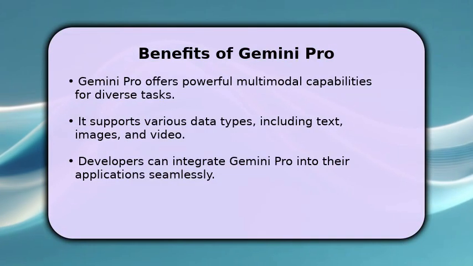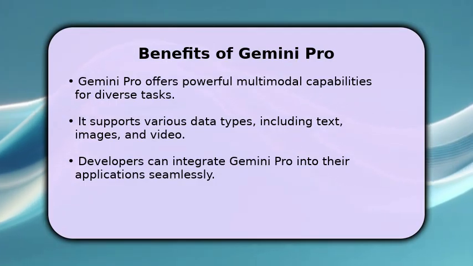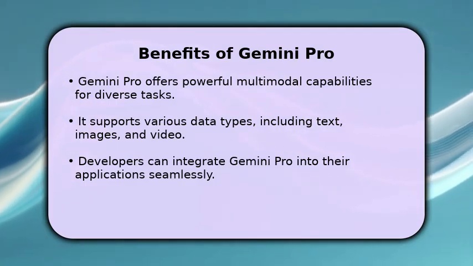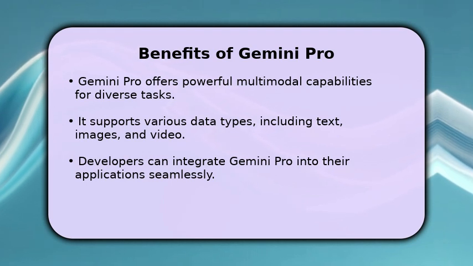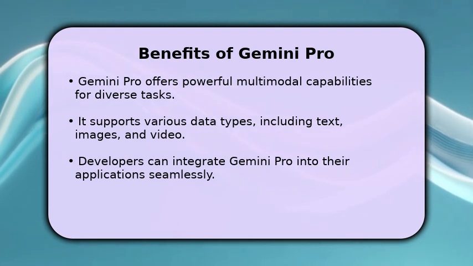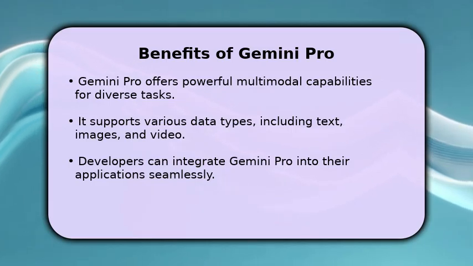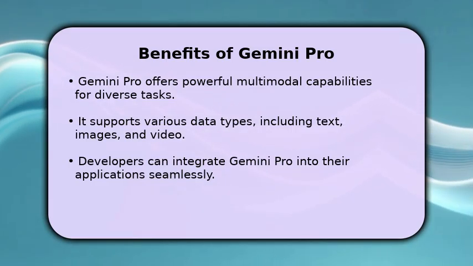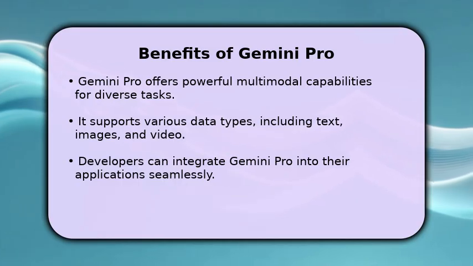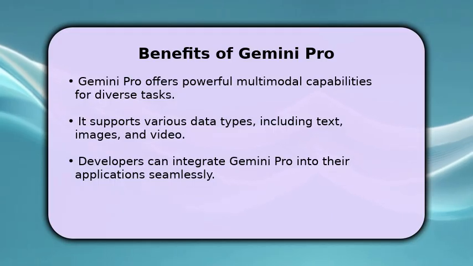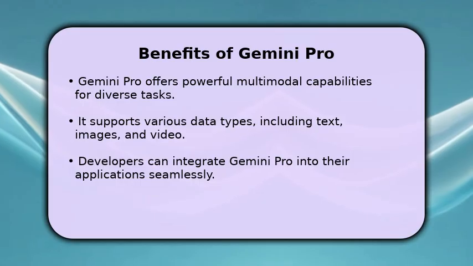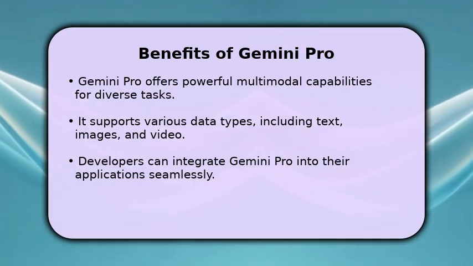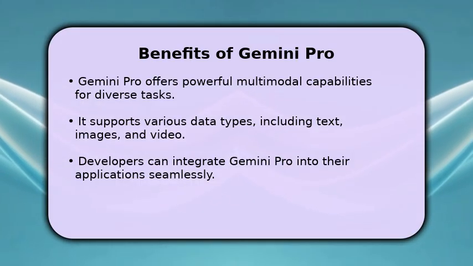Gemini Pro offers incredible multimodal capabilities, allowing it to process and understand various data types, including text, images, and even video. Developers can seamlessly integrate this powerful model into their applications, enhancing user experiences and automating complex tasks. The availability of a free tier means you can extensively test and develop your projects without immediate cost, making advanced AI accessible to a broad range of innovators.